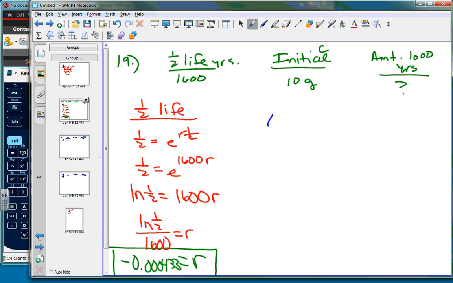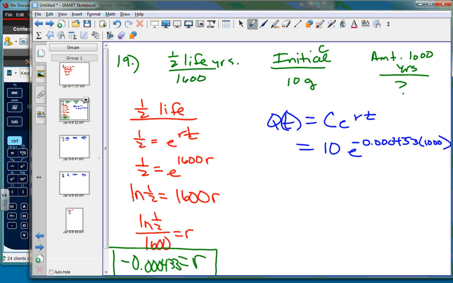So we're going to come back over here and calculate this. I'm going to go right back to Q of T is equal to Ce^(rt). Q of T is the amount after 1,000 years. Do I know that? No. That's what I'm trying to find. C is my 10. E, I don't know. My rate is negative 0.000433, and my time is going to be what? 1,000.